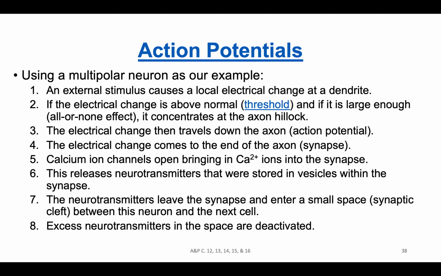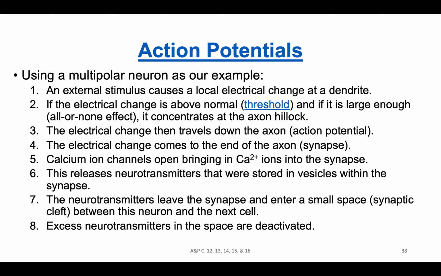But the first thing that's going to happen, like I said before, is a stimulus causes a local electrical change at a dendrite. Remember, the dendrites are going to receive the message and send that message into the cell body. If the electrical charge is above normal or above the threshold, it's going to concentrate in the axon hillock, the region where the cell body meets the axon. And then the electrical charge is going to travel down the axon. We call that electrical charge traveling down the axon action potential.